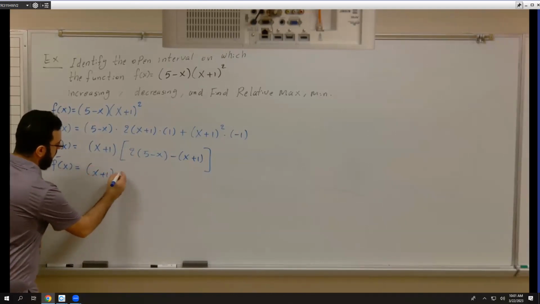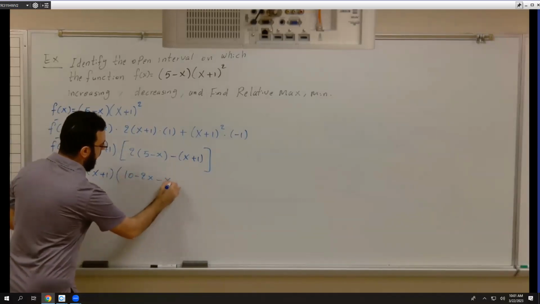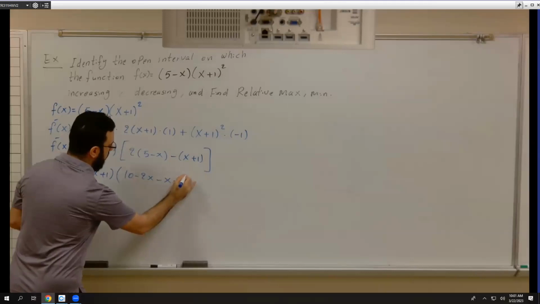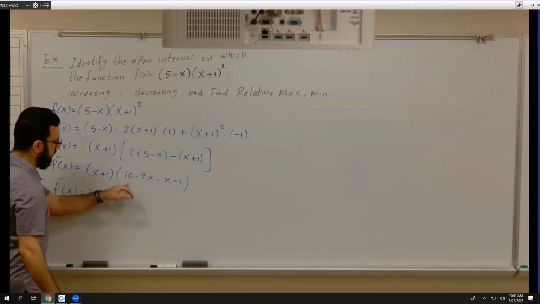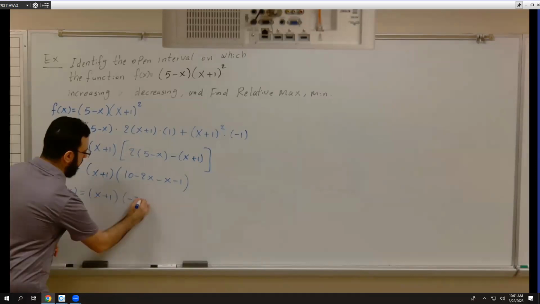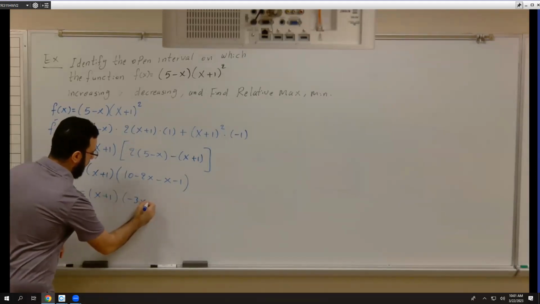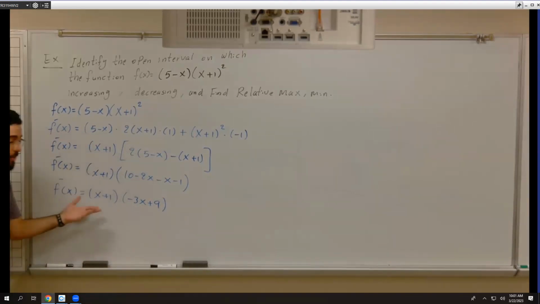2 times 5 is 10, minus 2x, minus x, minus 1. Then f prime of x is going to be x plus 1 times negative 3x plus 9. See, it's already factored. We don't have to FOIL it now. Let's keep it like this.